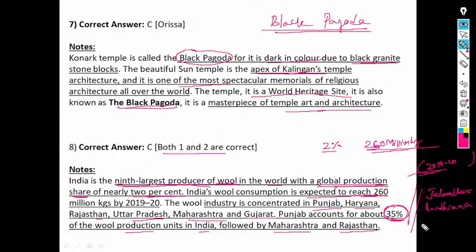Jalandhar, Ludhiana. These cities are main wool production centers.